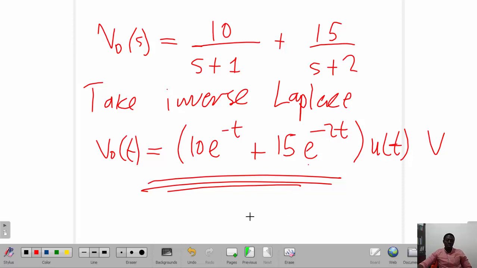And that is how we get the solution of example 2. More examples can be found in the book by Alexander, and you can look up those examples.